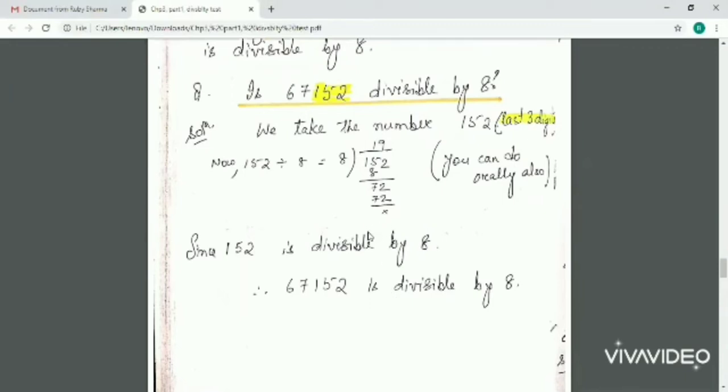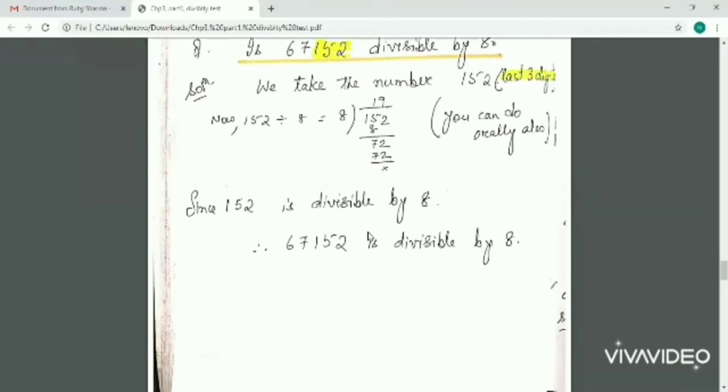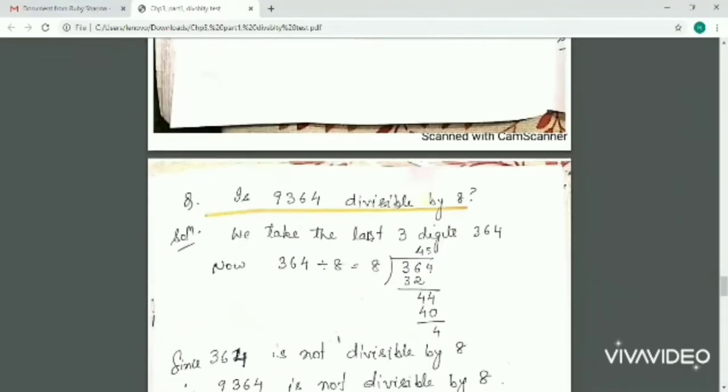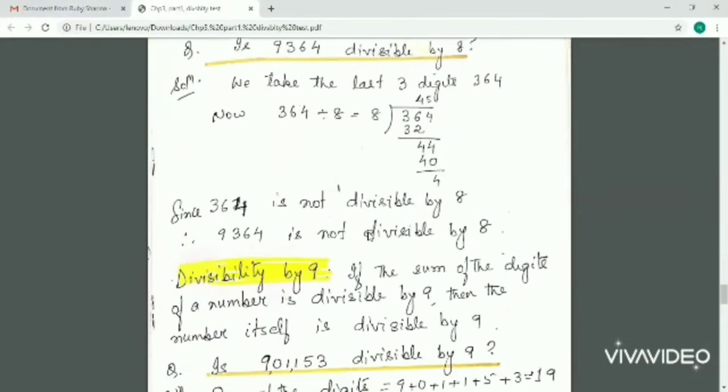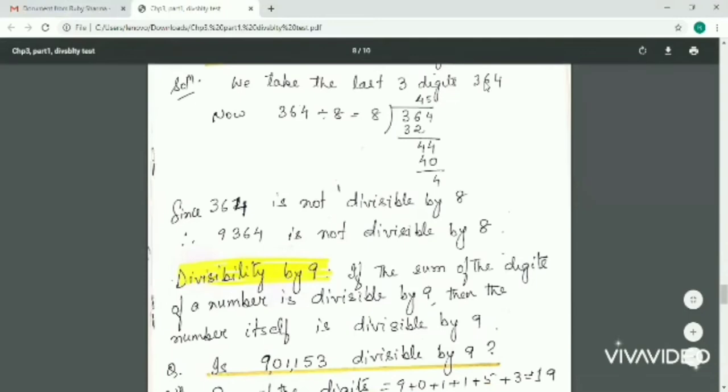So for 8, you have to check the last 3 digits, divide by 8, and see whether it is exactly divisible or not. Now here is another example I've given you: is 9,364 divisible by 8? So here we take the last three digits, 364. When I divided by 8, I got this. So 364, the last three digits, is not divisible by 8. So 9,364 is not divisible by 8.